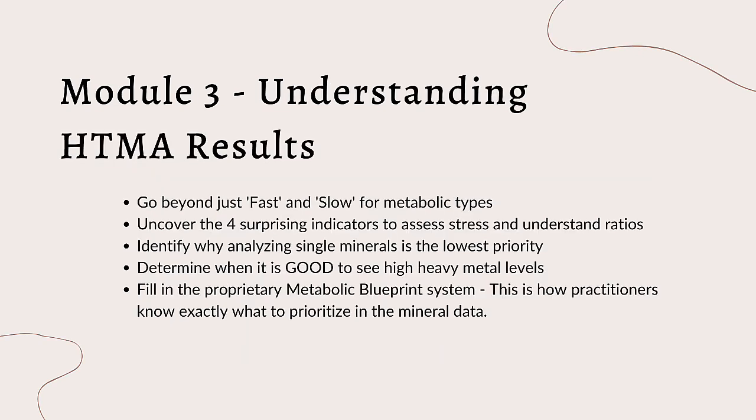In Module 3, we really get into understanding HTMA results. So you'll know how to go beyond just fast and slow for metabolic types. You'll uncover the 4 surprising indicators to assess stress and understand ratios. Identify why analyzing single minerals is actually the lowest priority, determine when it's good to see high heavy metal levels, and fill in our proprietary metabolic blueprint system. This is how practitioners know exactly what to prioritize in the mineral data so that they can create a protocol.